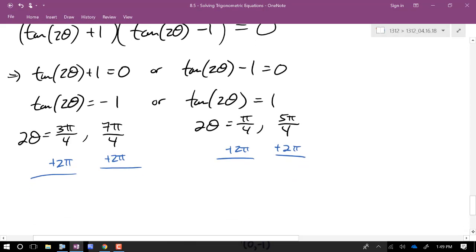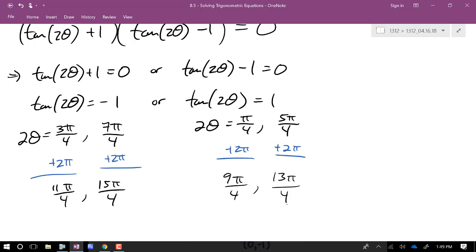So 3 pi over 4 plus 8 pi over 4 is 11 pi over 4. 7 pi over 4 plus 8 pi over 4 is 15 pi over 4. Pi over 4 plus 8 pi over 4 is 9 pi over 4. And 5 pi over 4 plus 8 pi over 4 is 13 pi over 4. These are 8 values for 2 theta. And now we are so close to being done. We know what the values are for 2 theta.